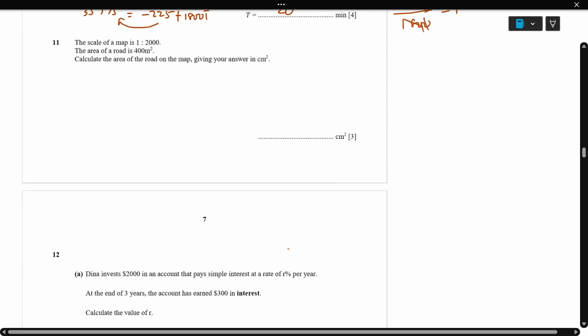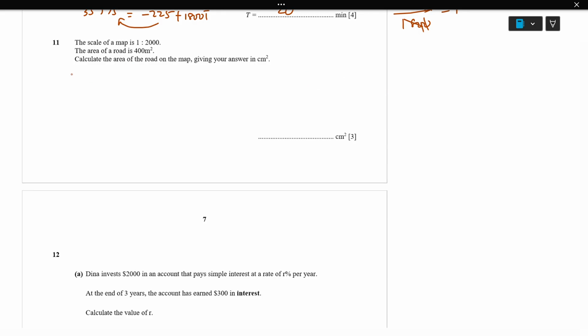Next one, the scale of the map is 1:2000. The area of the road is 400 meters squared. Calculate the area of the road on the map. Given the scale factor ratio of 2000, to find the area factor we need to square both sides. So the area ratio is 1 squared is 1, and 2000 squared is 4 and the zeros double, so 6 zeros. Now the original area is given, which is 400.